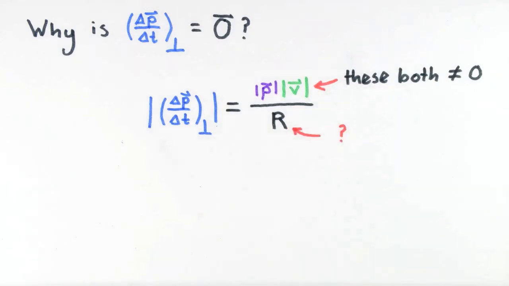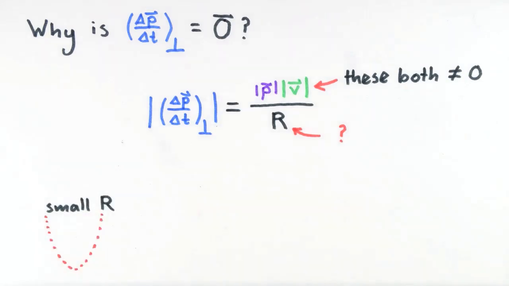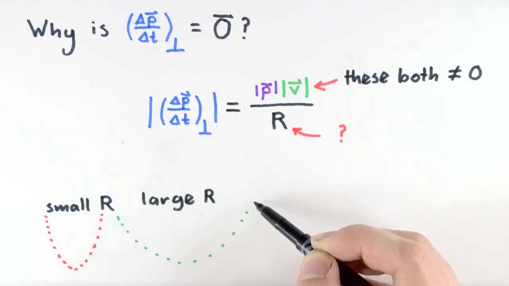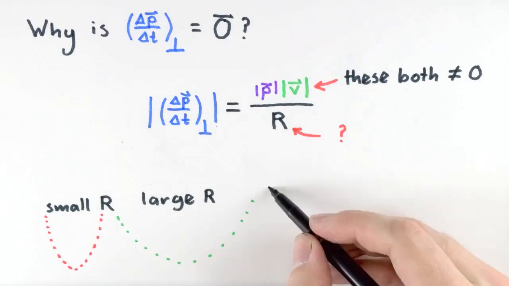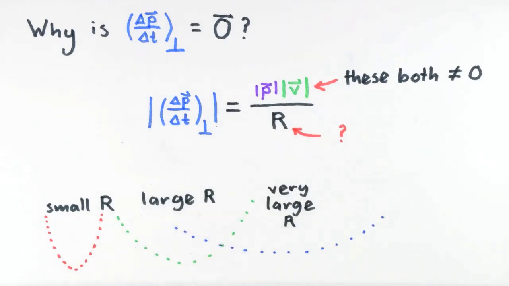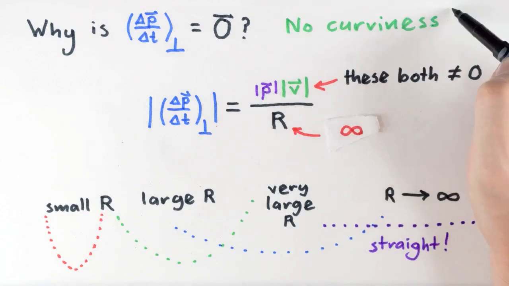What is that here? Now, recall earlier we said that a small r corresponds to a sharply curving path, like this. The more gentle the curve, the larger the radius of the kissing circle. It's clear that a path with only a very slight curve will have a very large r. In fact, in the limit that r goes to infinity, a very slight curve goes over to a straight path. So, with r in effect infinite here, delta p over delta t perpendicular is 0, meaning no curvy effect.